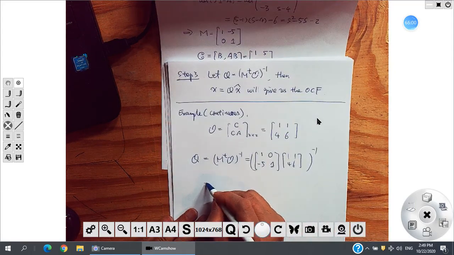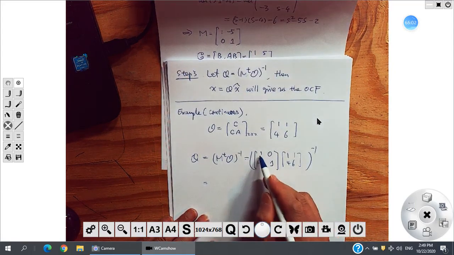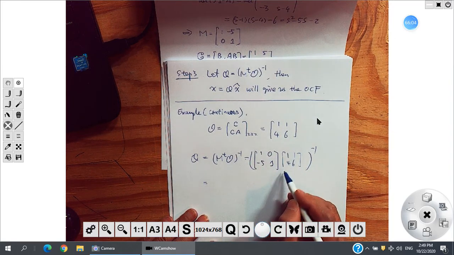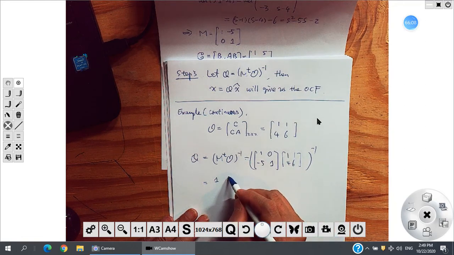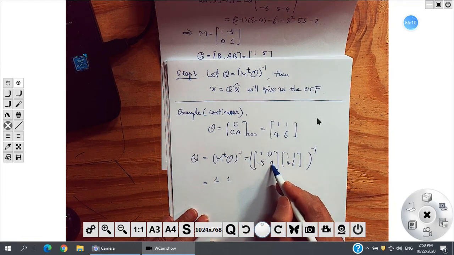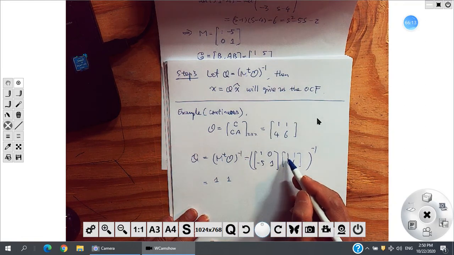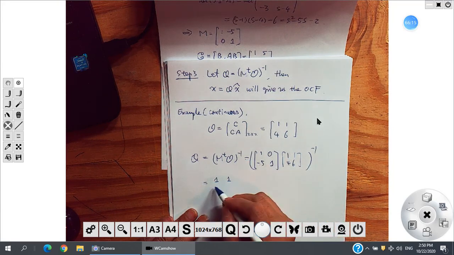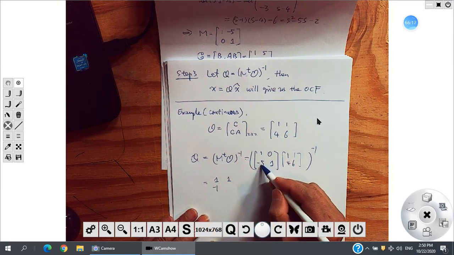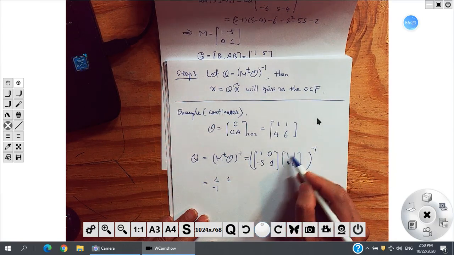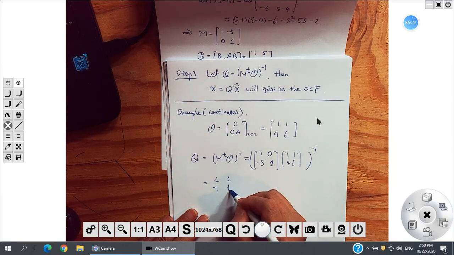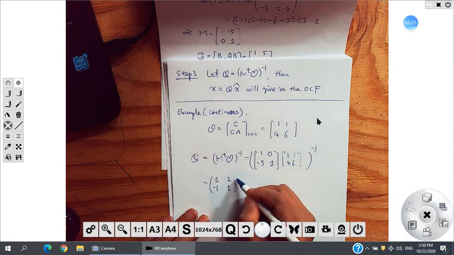Okay, what is it? 1, 0 times 1, 4, I get 1. 1, 0 times 1, 6, I get 1 again. -5, 1, and 1 and 4. So I have -5 plus 4 is -1. And -5, 1, here is 1 and 6. So I have -5 plus 6, this is the inverse.